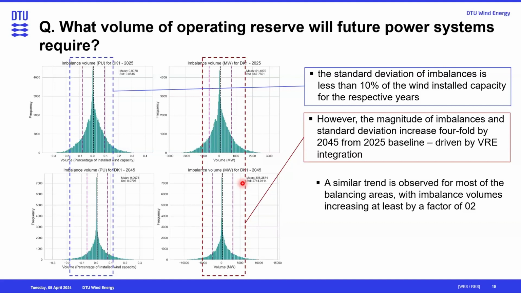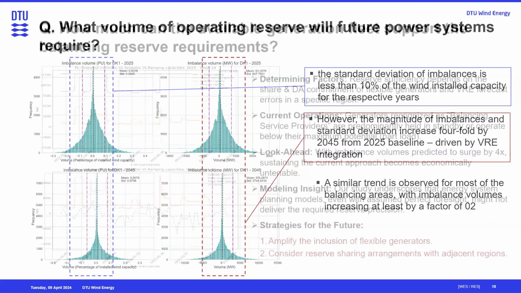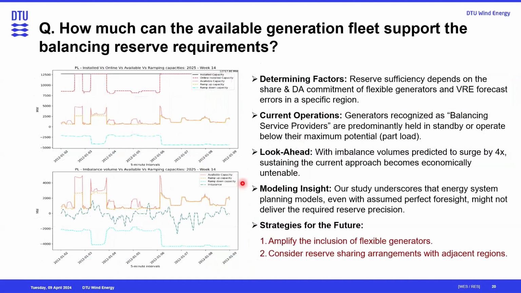We could have also made a probability density function where the area under the curve would be 1. That is like normalizing with respect to the total number of occurrences. But more important is what's the 95 percentile there. Those are the dashed lines. So how much can the available generation fleet support the balancing requirements?